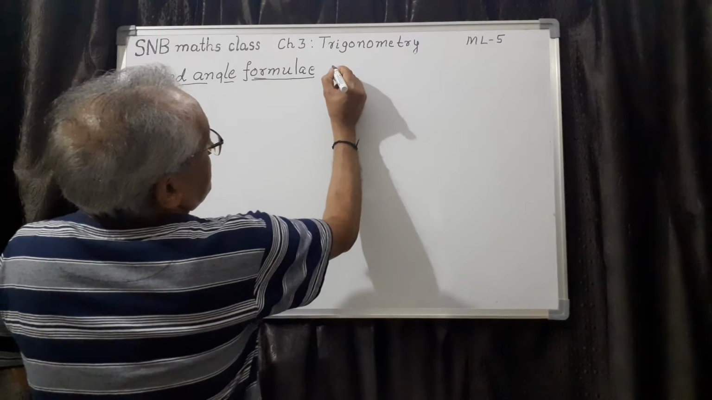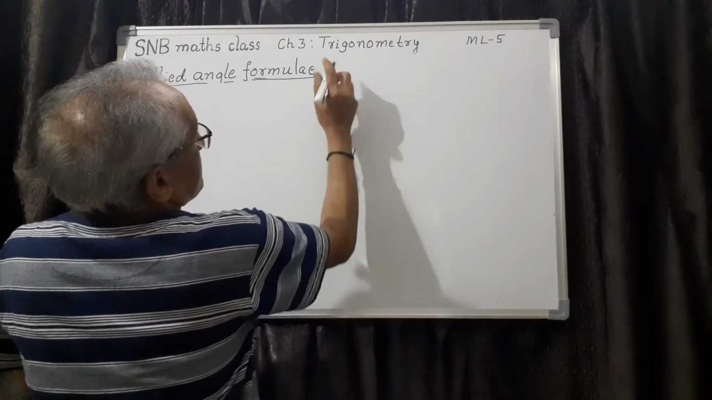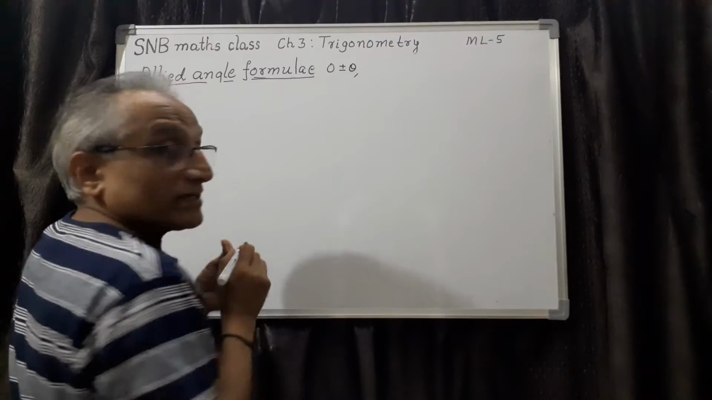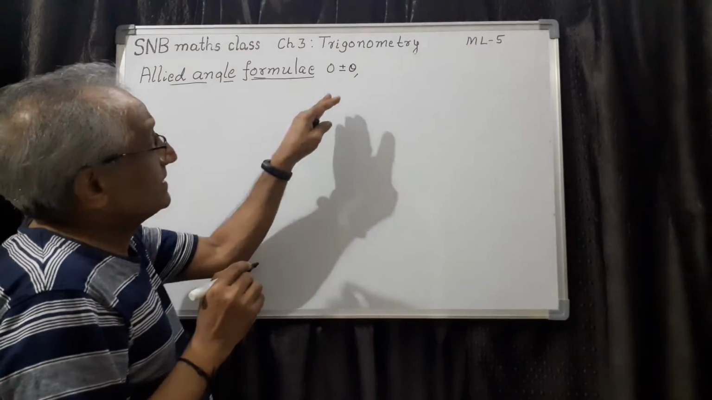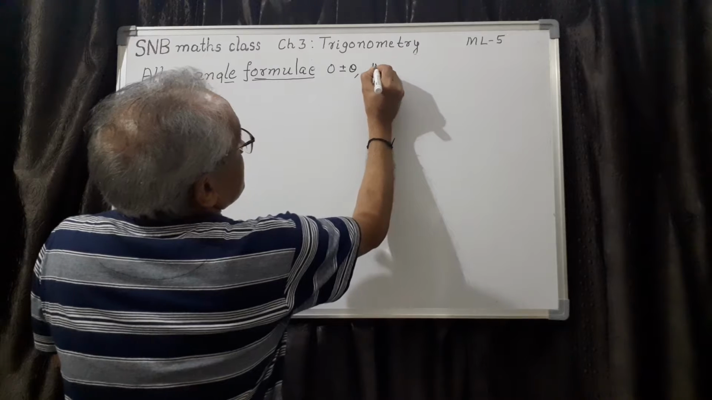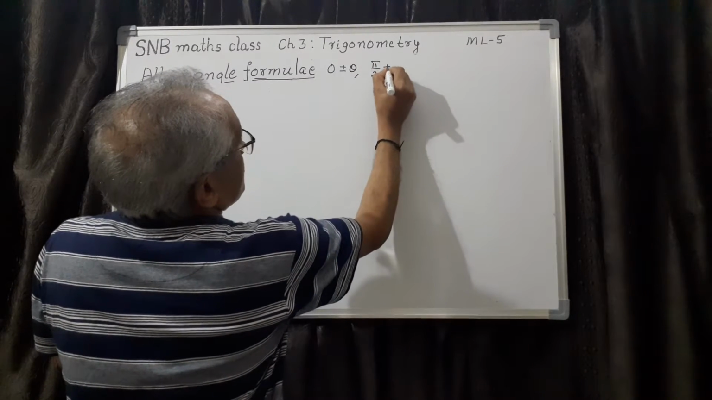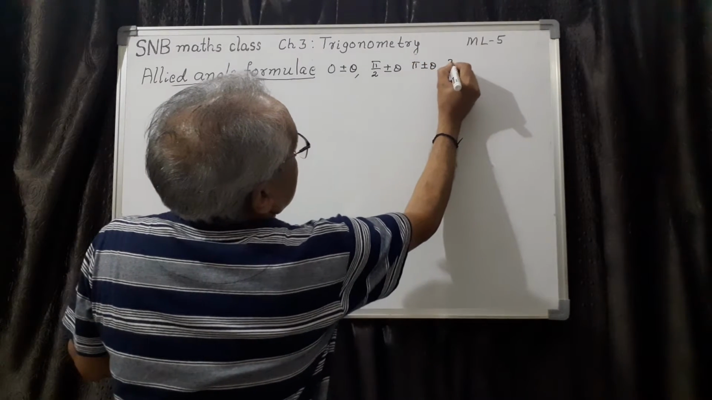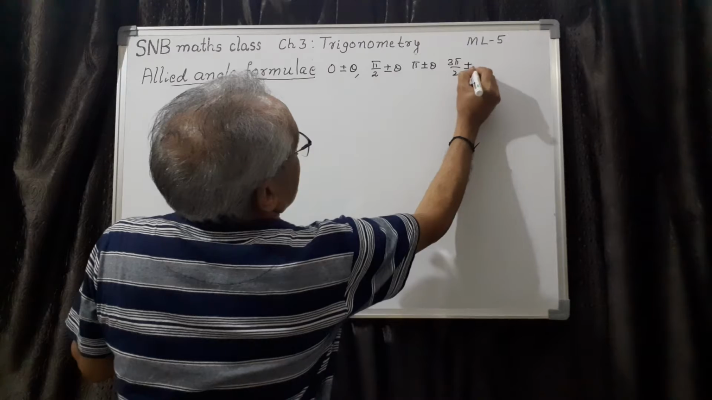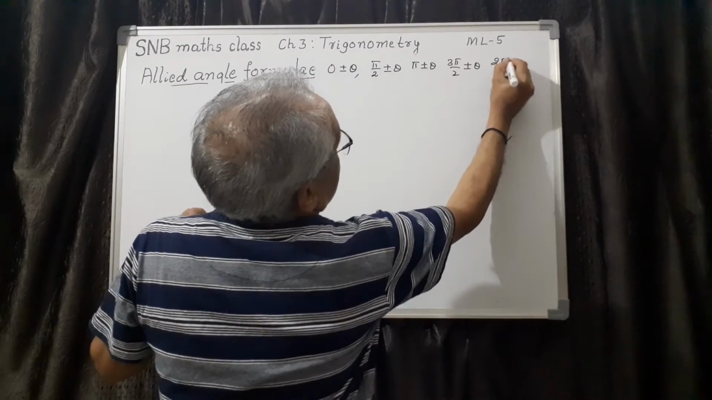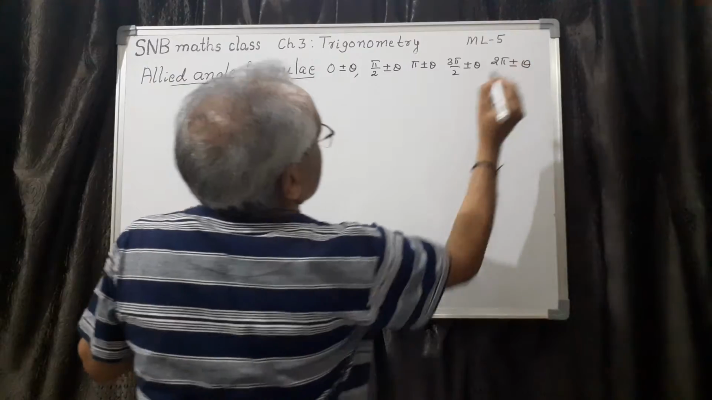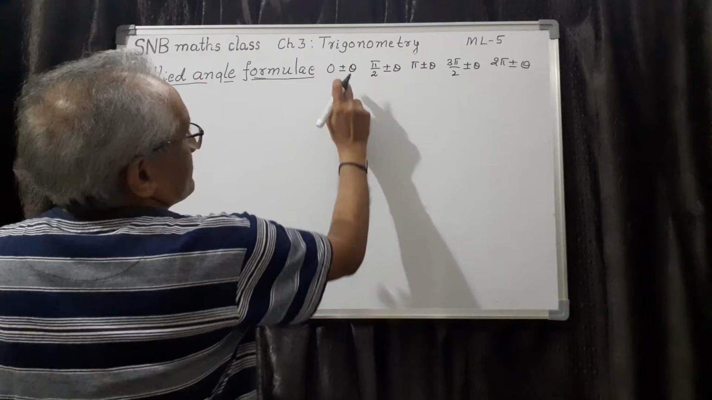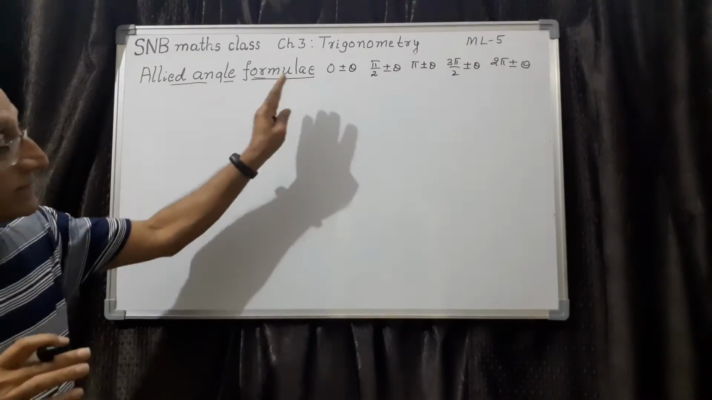So the first set is actually 0 plus or minus theta. This is the first set. 0 can be degree measure or radian, but I will take radian measure. Then the second one is pi by 2 plus or minus theta. Then pi plus or minus theta. Then 3 pi by 2 plus or minus theta. Then 2 pi plus or minus theta. So these are the 1, 2, 3, 4, 5 sets we have to understand actually. These are the allied angle ratio sets.